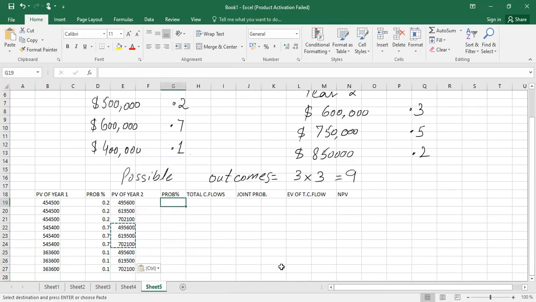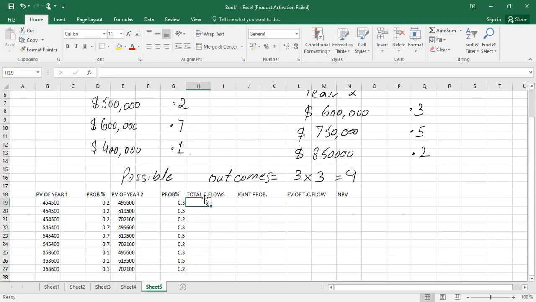Now you will write down the probability over here. 0.3, next 0.5, next 0.2. Remember one thing, probability cannot exceed 100% or 1. Here we have 0.3, 0.5, 0.2. Once again 0.3, 0.5, 0.2.